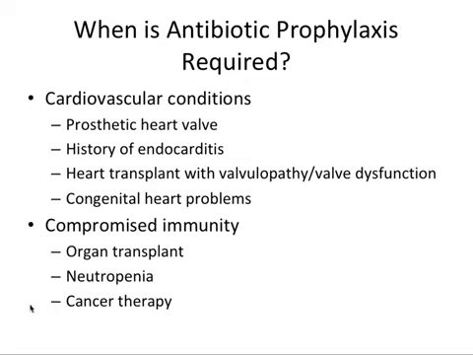Now, another example would be if the patient has a compromised immune system. So if they underwent an organ transplant, we're taking some immunosuppressive drugs. If they had some neutropenia, a very, very low count of neutrophils, or if they're undergoing cancer therapy and as part of that therapy taking immunosuppressive drugs, they would need antibiotics to prevent an infection.